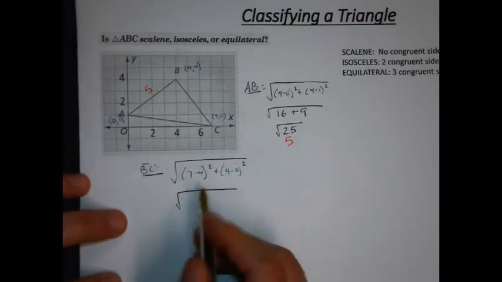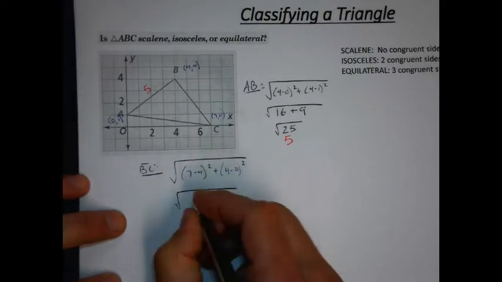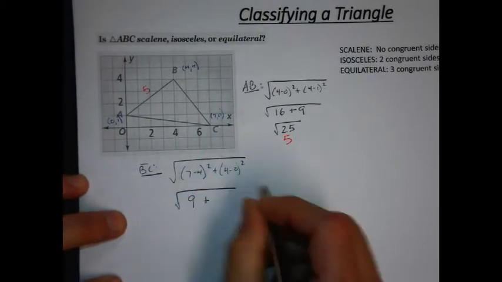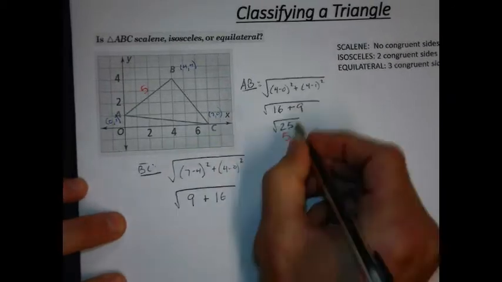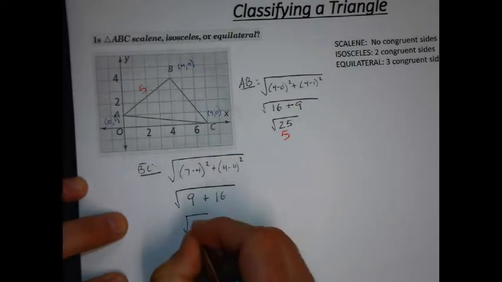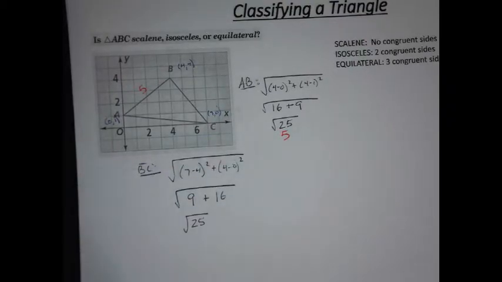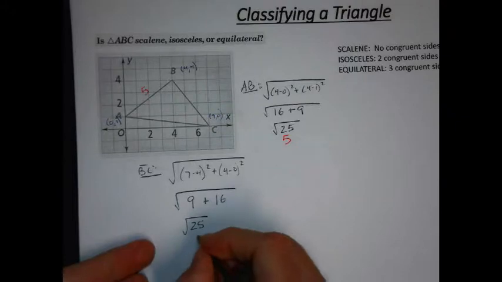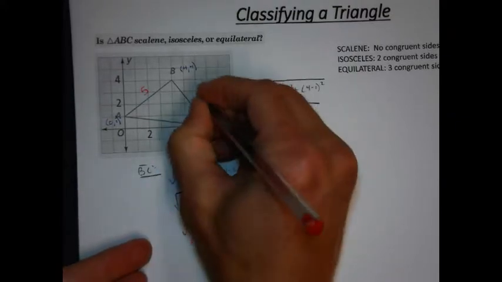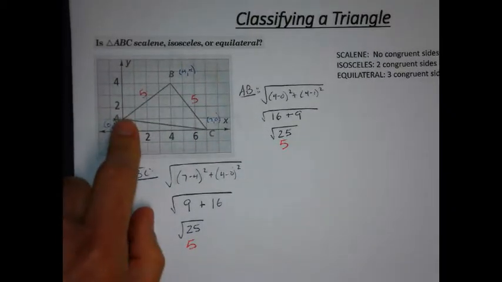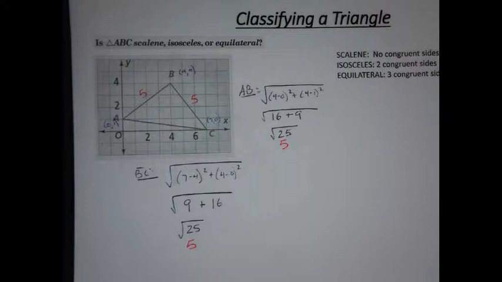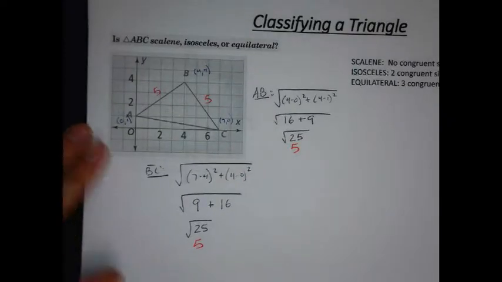Anyway, 7 minus 4 is 3. 3 squared is 9. I hope you know that. 4 minus 0 is 4. 4 squared is 16. Hey, this is looking familiar, right? Doesn't it look the same? So we have the square root of 25. So this side is also 5. That's pretty cool to know. Isn't that neat? So from B to C is 5 also. So do we now know if this triangle is scalene, isosceles, or equilateral? Not quite yet. We don't know from A to C, but we certainly now know this is not scalene.